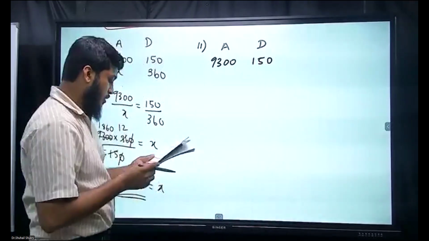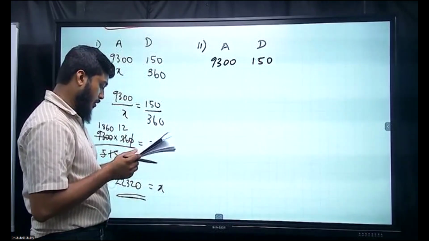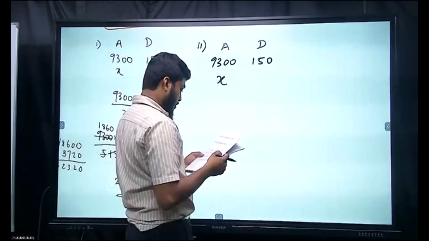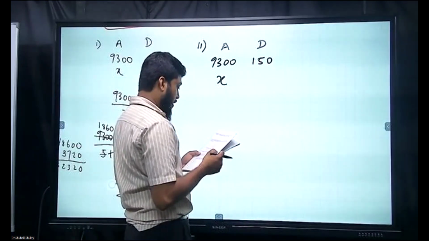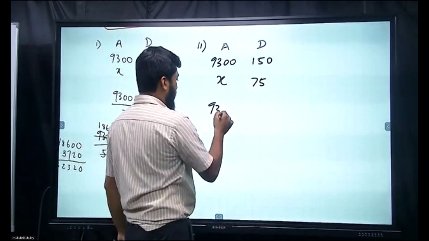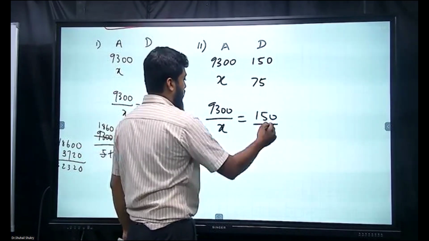What is the other one? This is the third position, the number of votes, amount x for the third position, 75 degrees, no? Degrees 75, third position. Now write 9,300 over x equal to 150 over 75.